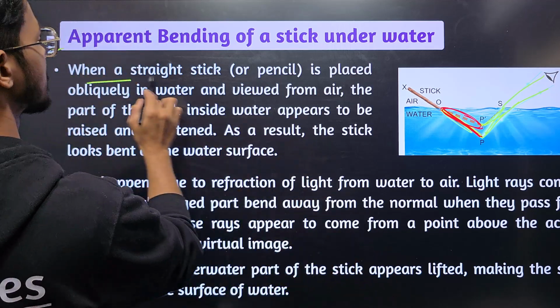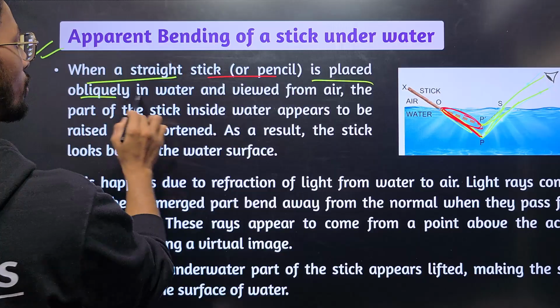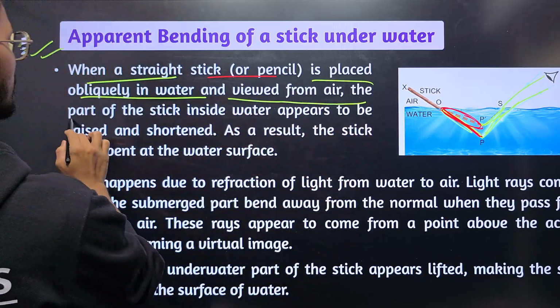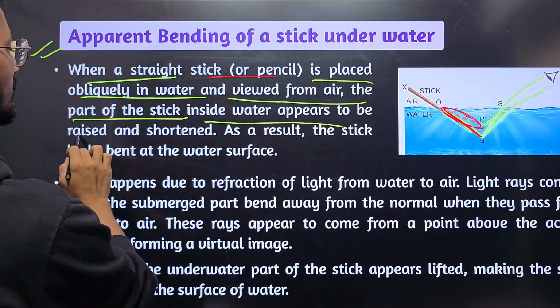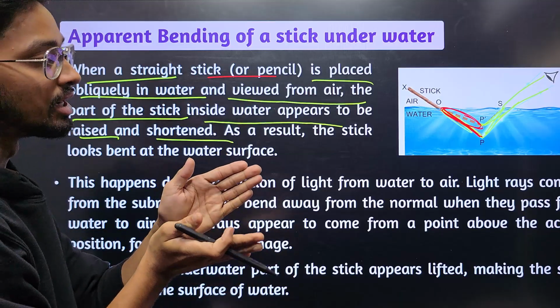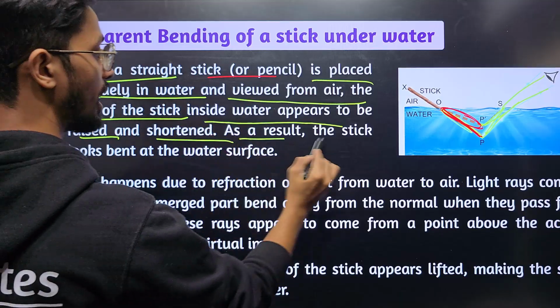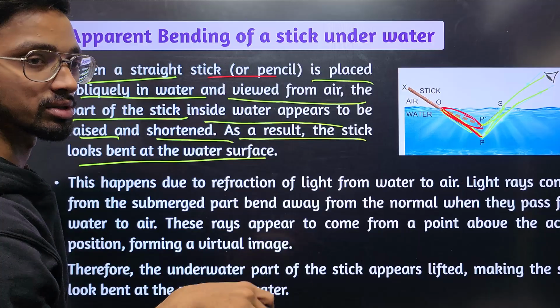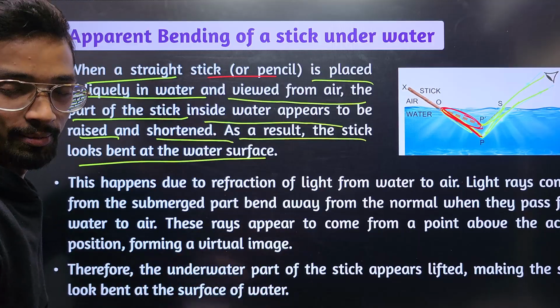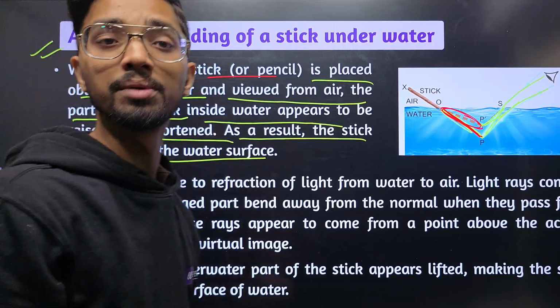Okay, see what happens when a straight stick or a pencil is placed obliquely in water and viewed from the air. The part of the stick inside the water appears to be raised and shortened. As a result, the stick looks bent at the water surface. At that surface, it will look bent. So you can see by doing it practically.